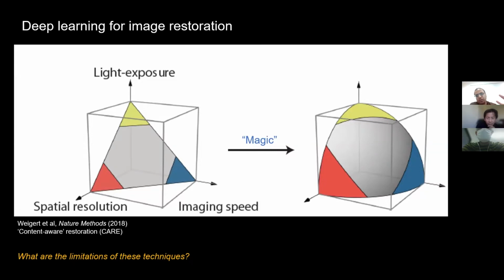But using prior information and neural networks, you can extend the space of what's possible. You can make a prediction that lets you in some sense beat the trade-off in the microscope. And so there have been a number of papers that have provided very compelling illustrations of using deep learning. And so we were interested in these techniques, and we were particularly interested in characterizing the limitations of these techniques. So I want to talk a bit about that right now.